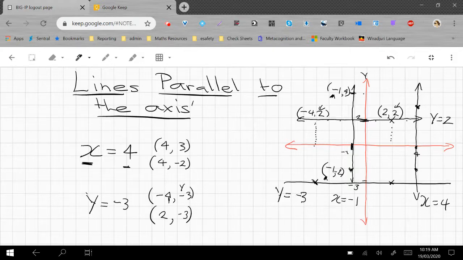So that's how we graph lines that are parallel to the axis. Okay.